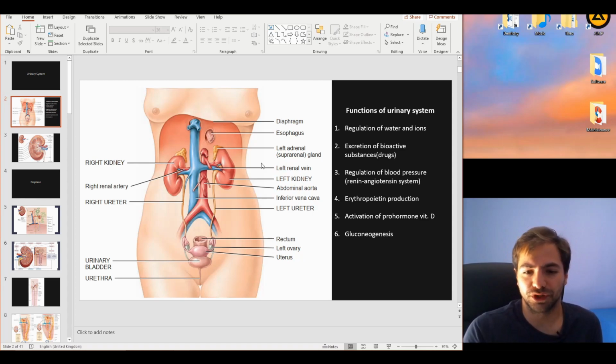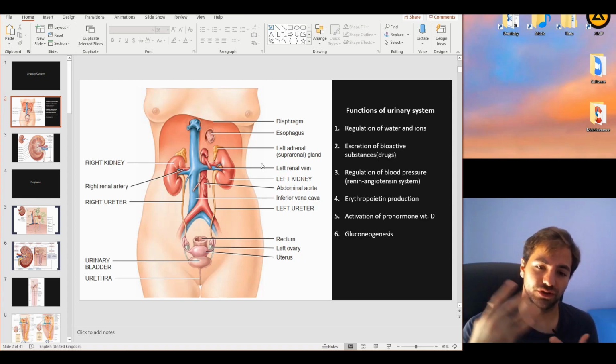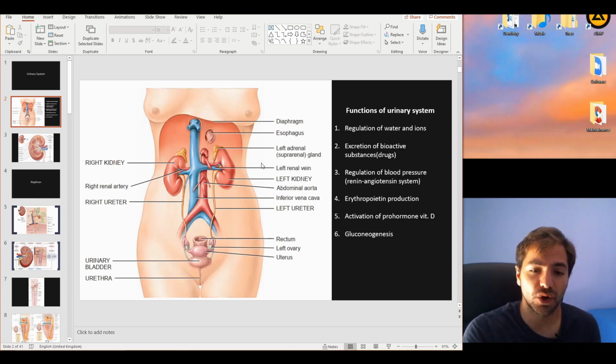Next one is the erythropoietin production, which practically means that as a consequence it controls the amount of red blood cells present in the blood. And of course, again, this has to do with the proportion of cellular and non-cellular elements in the blood, and indirectly, with the concentration of the blood.